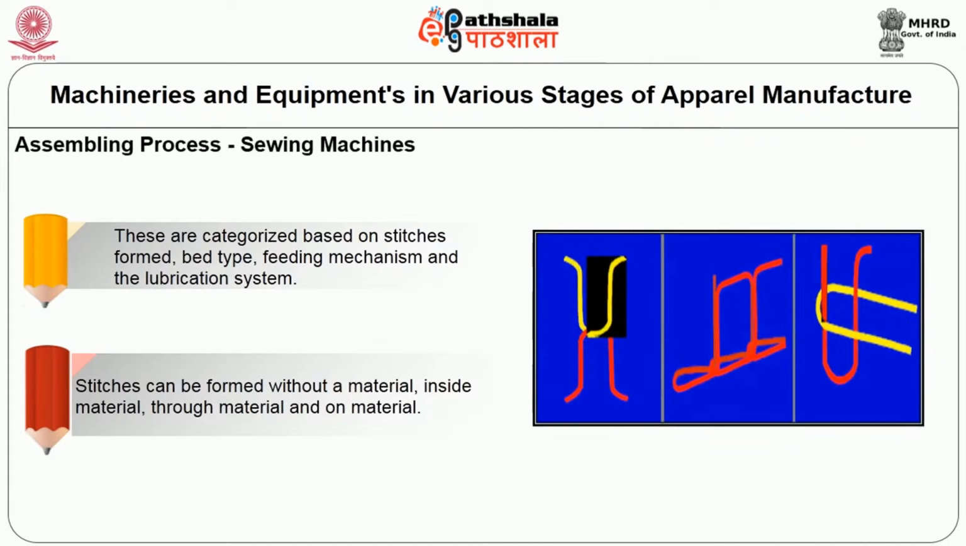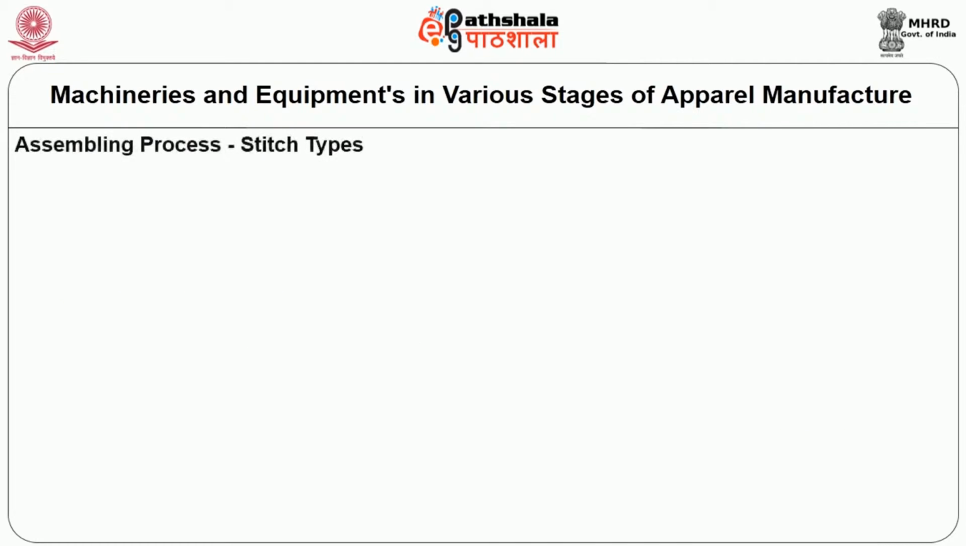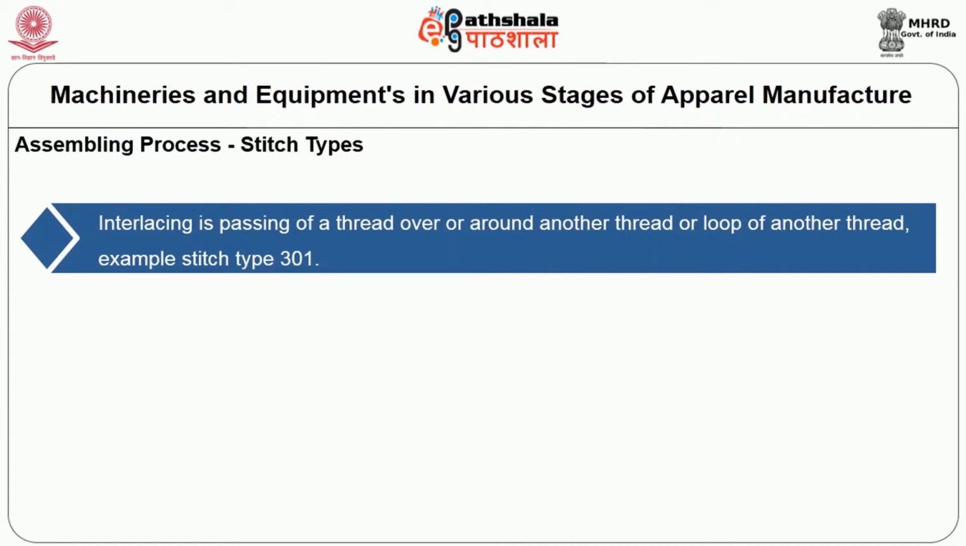So here, the most important machine in this sequence is the sewing machine. Sewing machines are categorized based on stitches formed, the kind of bed type, feeding mechanism and the lubrication system. Stitches can be formed without a material, inside a material, through a material and on a material. Stitch types are formed in three methods: interlacing, intralooping and interlooping. Interlacing is passing of a thread over or around another thread or loop of another thread. An example for this is the stitch type 301.